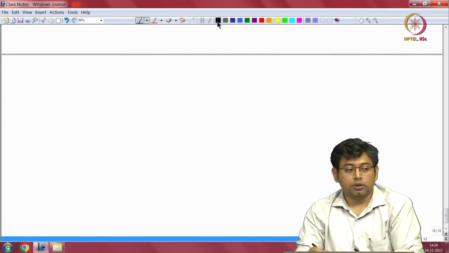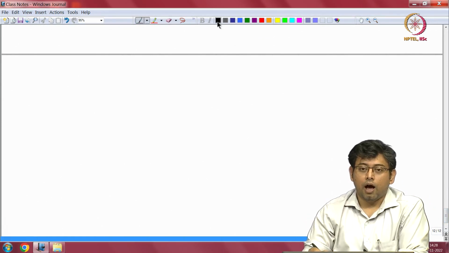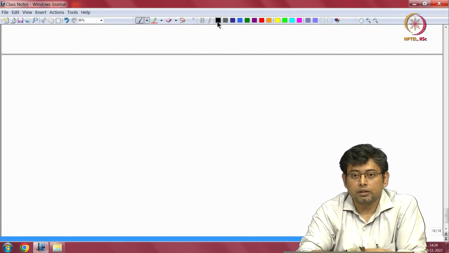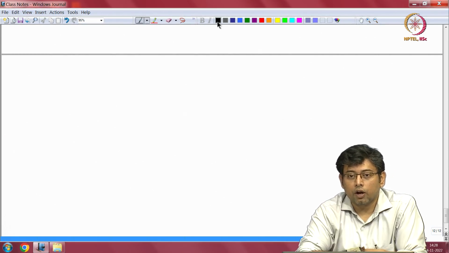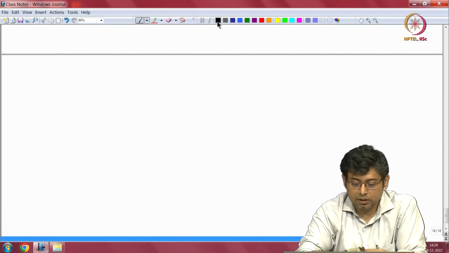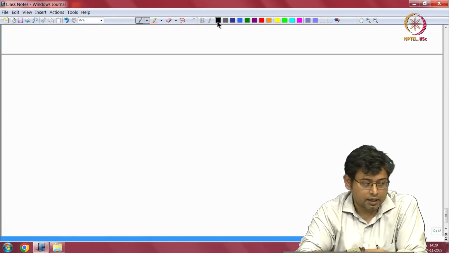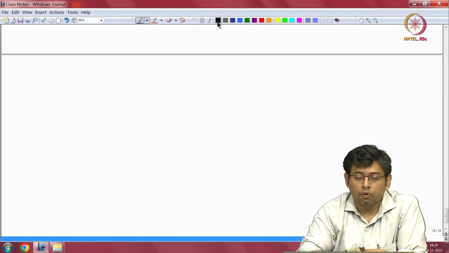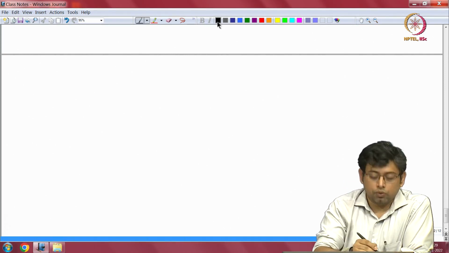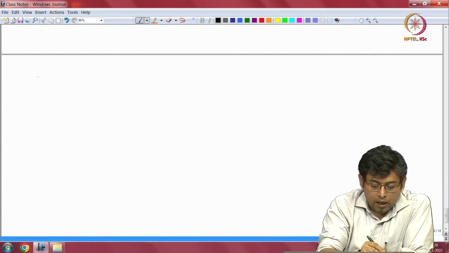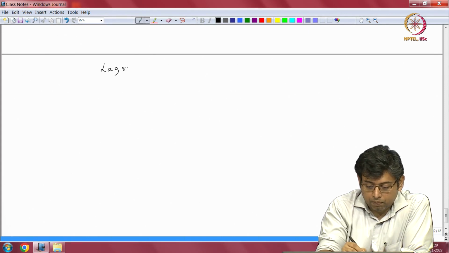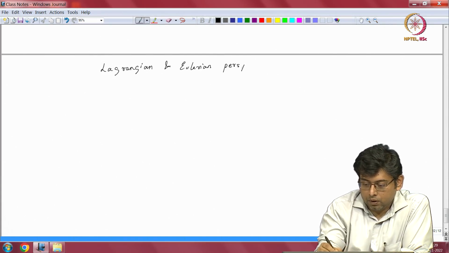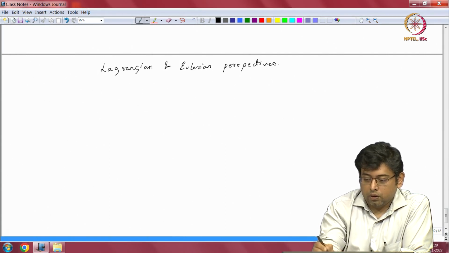The other important portion that we want to look at is how to track velocities, and we will see that there is a very important difference between velocity measurements in our system versus velocity measurements in the dynamics case. So we go back right now. What we'll look at now is something called Lagrangian and Eulerian perspectives. Okay.